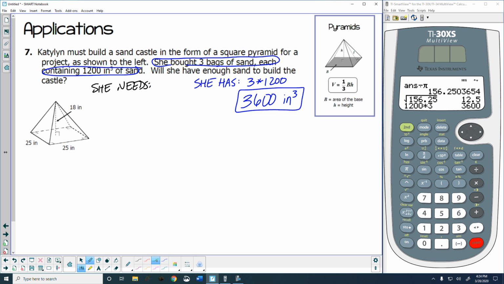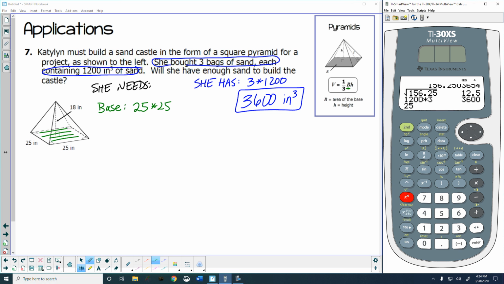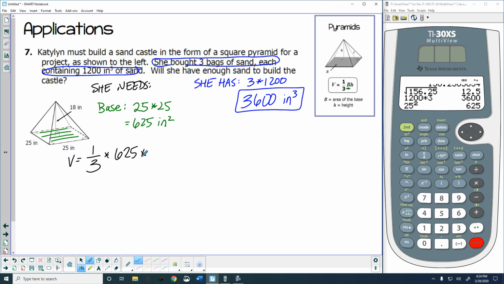Well, first of all, the base of this shape is a square, so I'm kind of figuring out the base right now. The base is 25 times 25, or 25 squared. So that's 625 square inches. So if I calculate the volume of that pyramid, it's going to be 1/3 of that base amount, 625, multiplied by the height of the pyramid, and she needs her pyramid to have a height of 18.